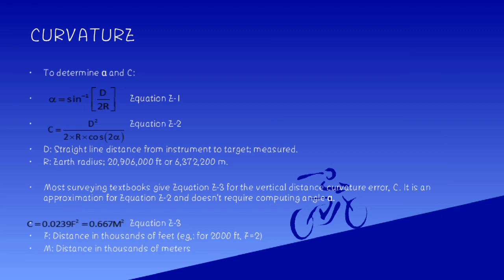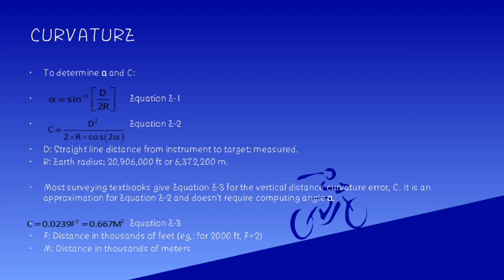First, equation 1, which is the equation to be used in order to find the angle A. So the equation is A equals sine raised to negative 1 times D over 2R. Then equation 2, which is used to solve the distance C. So equation 2 is C equals D squared over 2 times R times cosine of 2 alpha, or 2A.